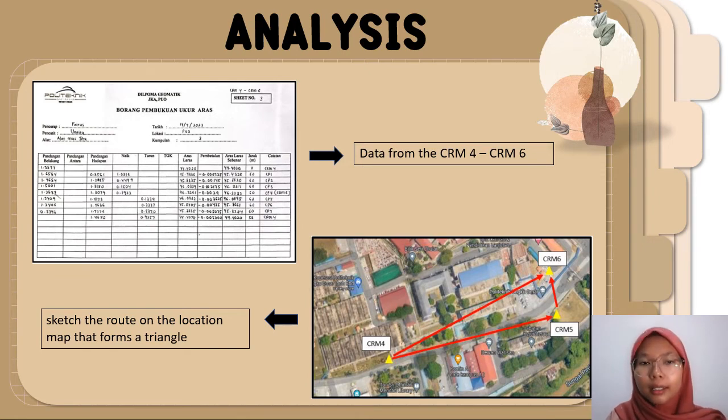Here is the image of the road we sketched on the location map that forms a triangulation from the data CRM 5 to CRM 6 and CRM 6 to CRM 4. Also CRM 4 again to CRM 5. So here it looks like a triangle.